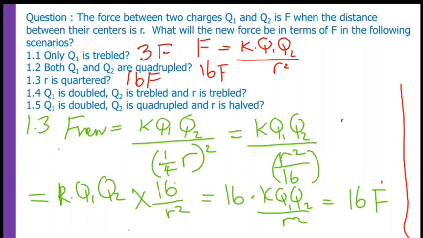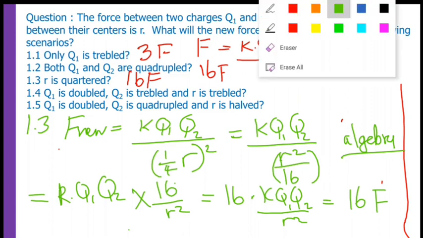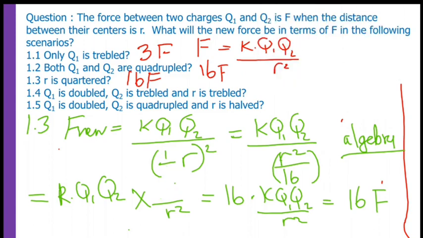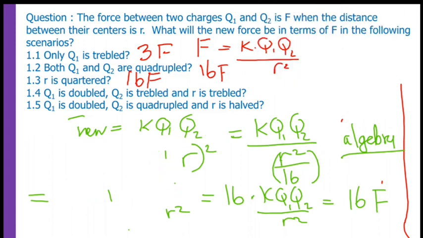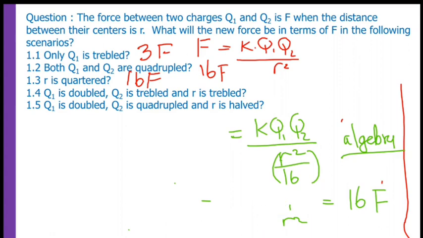Okay, so you can actually do the long method, the algebra method. I think for practice, I also encourage you to do the long algebra method and see if you get the same answer. So the answer is 16F for 1.3. Now, 1.4, we are told that Q1 is doubled, Q2 is trebled, and R is also trebled.